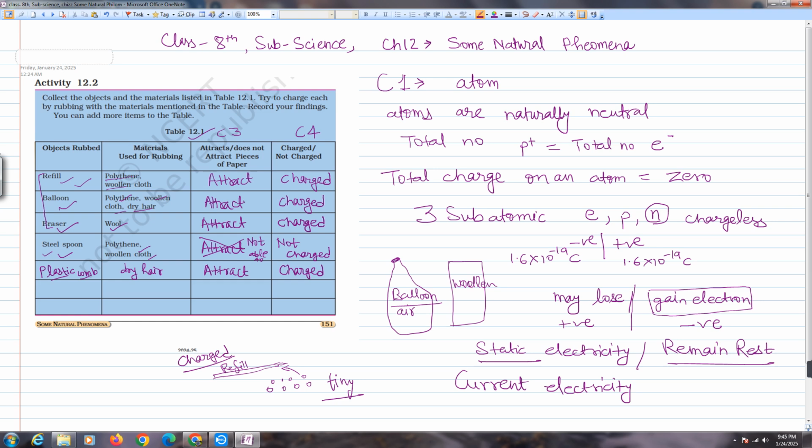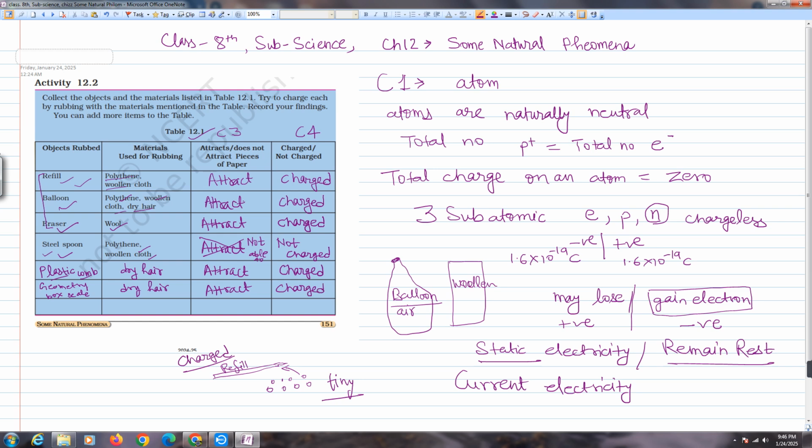Next thing is geometry box scale. Again we have to check, the geometry box scale is made up of plastic, and if we are rubbing it with our dry hair or with a woolen cloth, it will be able to attract tiny pieces of paper, and due to that we can conclude, yes, the object is charged.